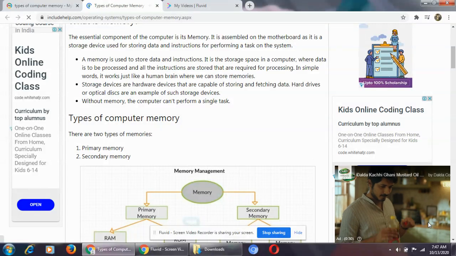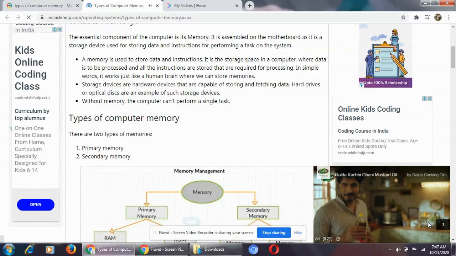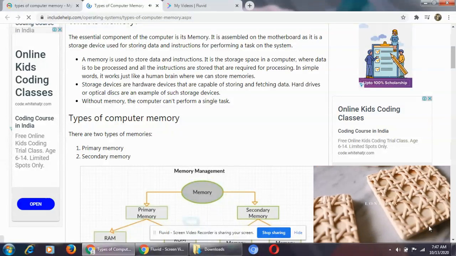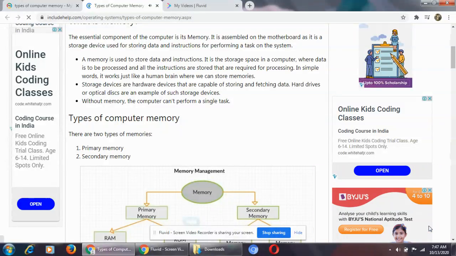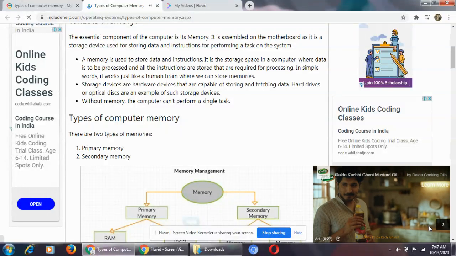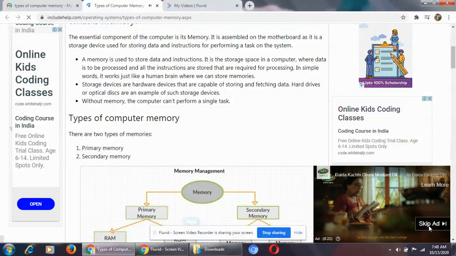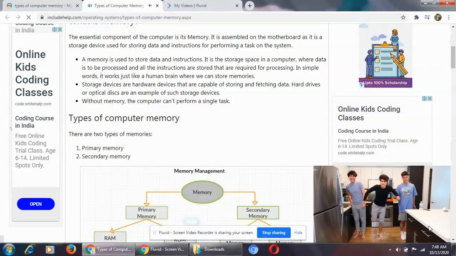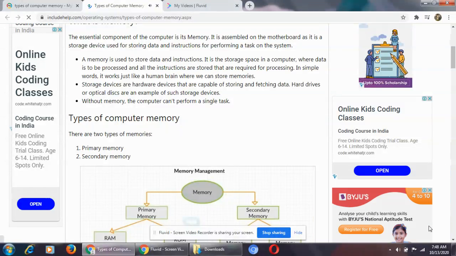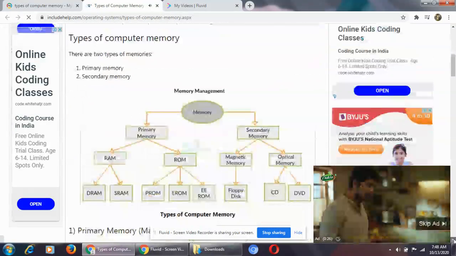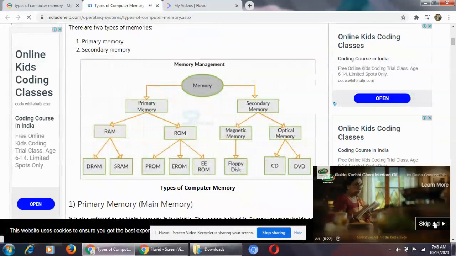It is used as a storage device so that we can store the data and the instructions on the computer. In your book also it's written, every computer has a certain amount of memory. The memory capacity determines how much data and instructions can be stored in the computer, either temporarily or permanently. Now, you can store the data in two ways, either temporarily or permanently.